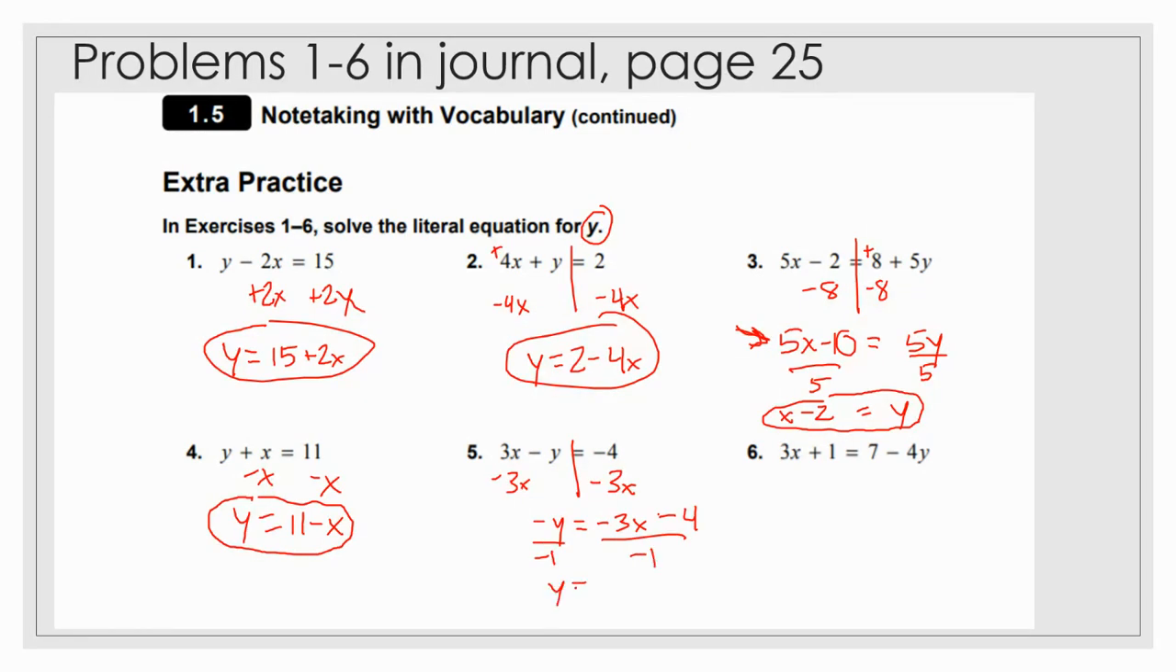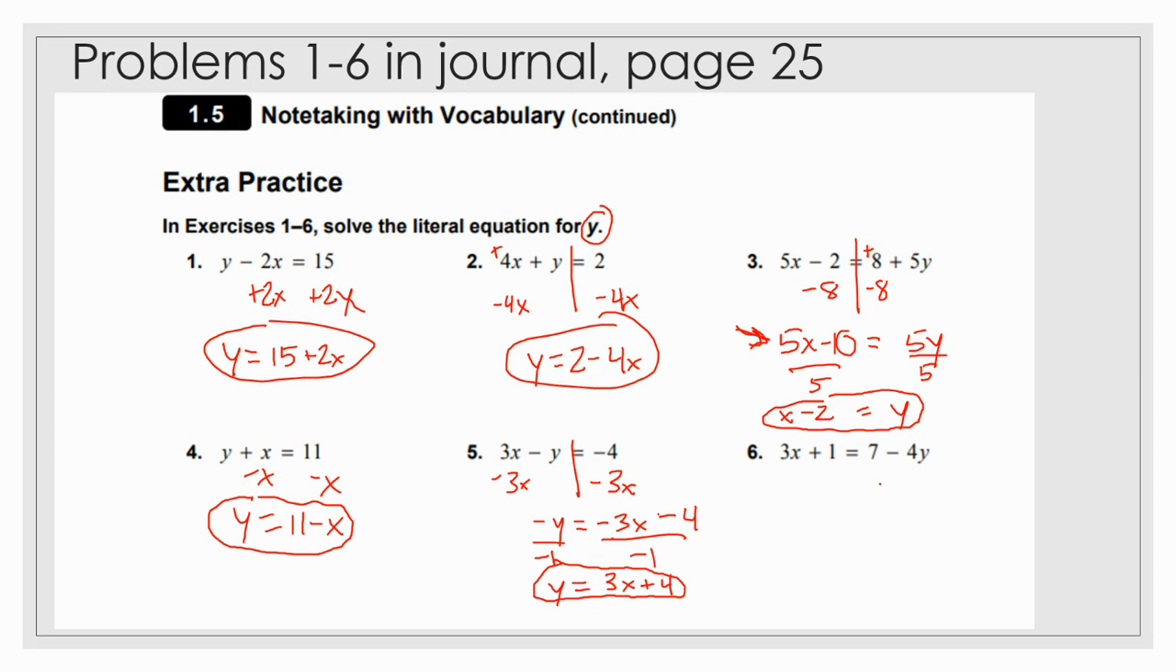That would reverse both of those signs and give us 3x plus 4. If you're a little rusty there on dividing by a negative, notice dividing by a negative 1, you're changing the sign of everything, or you can times each side by a negative 1.